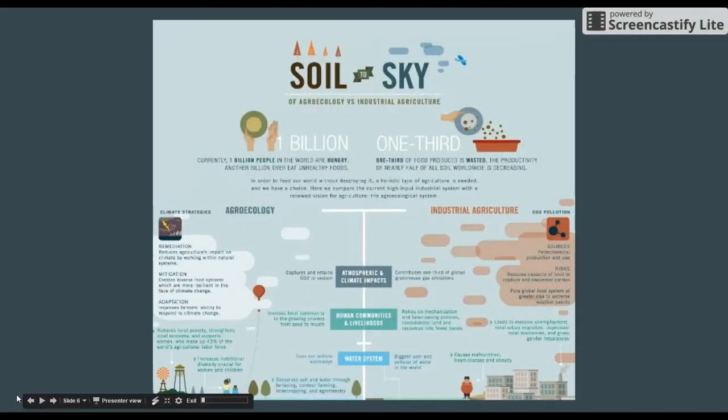Now that we've heard from Sarah and Jessica about the current state analysis of industrial agriculture and the effects it has had on the biogeochemical cycle, let's talk about the direct and indirect drivers of industrial agriculture.